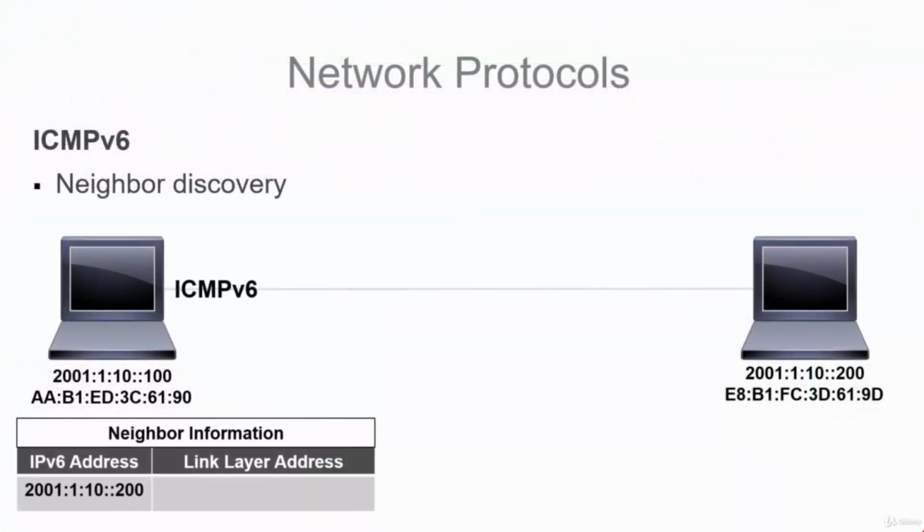In the next video, we're going to talk about ARP, which maps layer 2 to layer 3 addresses for IP version 4 addresses. Well, it doesn't feel right to end the ICMP video without talking about ICMP version 6, which is used for layer 2 to layer 3 mappings for IP version 6 addressing.